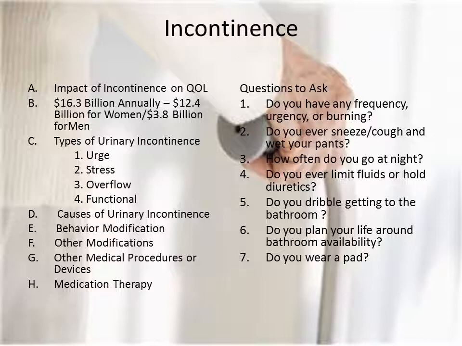Urge, which is due to detrusor irritability and abnormal bladder contraction. There's stress incontinence, which is due to reduced sphincter resistance and a sudden increase in abdominal pressure. They can have stress incontinence from that. Overflow is due to overdistension of the bladder that exceeds the outlet resistance, so it just blows out. And then functional, it's either because there is a physical or a psychological inability to reach toileting facilities.